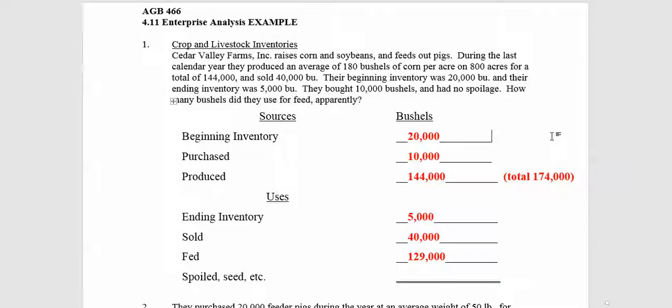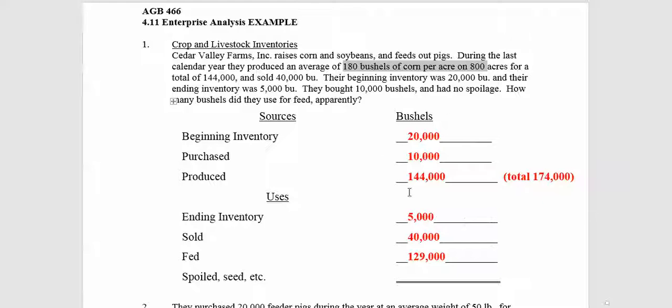Okay, so how do we figure that out? Well, we're going to figure out our sources of corn. In this case, we have a beginning inventory of 20,000 bushels. We then purchase 10,000 bushels throughout the year at some point. Maybe we ran out of corn or something, or we simply bought at a low point where we thought we could get a good buy on corn. And then we produced 144,000. That was the 180 bushels times 800 acres. So our total credit to our system here, or additions, is 174,000.